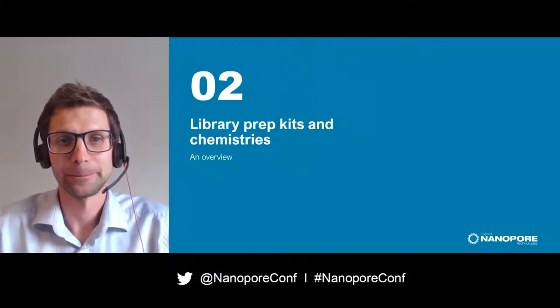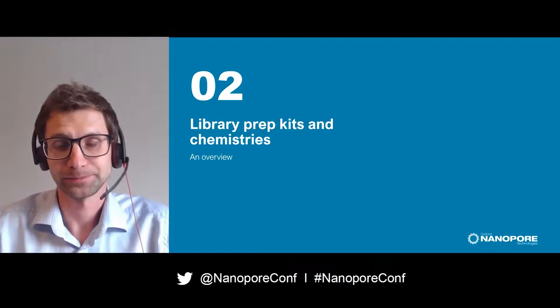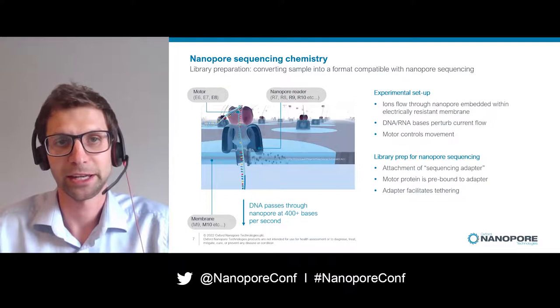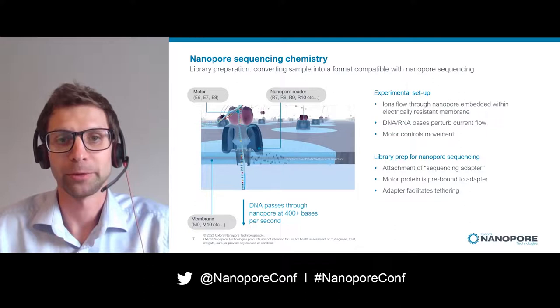So let's have a look at the principle behind library preparation and the different options available when it comes to library preparation methods, and also discuss how they work. To recap, at the heart of our technology lies the nanopore. It is a biological structure that can serve as a gateway across a membrane or between two systems. We have taken advantage of this biological structure and engineered it to create a platform where the nanopores are embedded in an electrically resistant membrane.